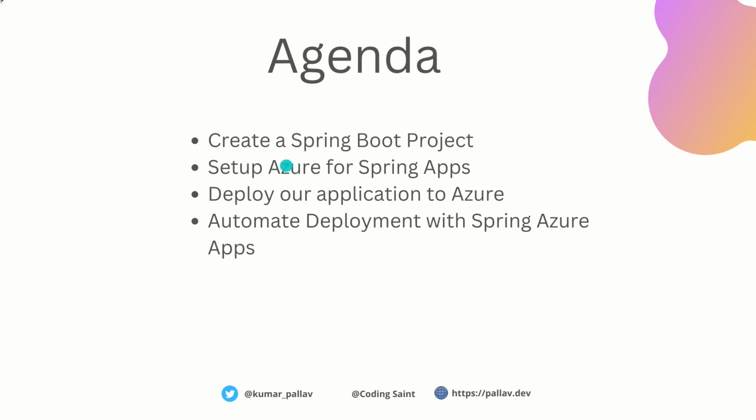Let's look at the agenda of today's tutorial. We will start by creating a sample Spring Boot app. Then we'll set up the infrastructure for the same to be hosted at Azure. We will be using Spring Azure command line to deploy our application on Azure Cloud. At the last step, we will automate the deployment process with GitHub Actions and create a pipeline which can deploy our application every time there is a code change on the specific Git branch.